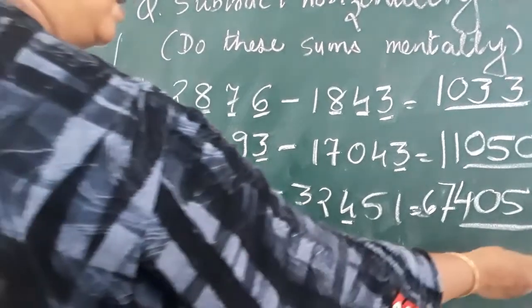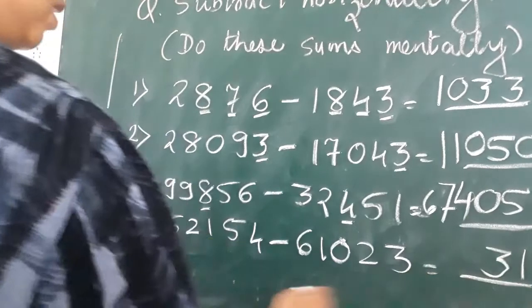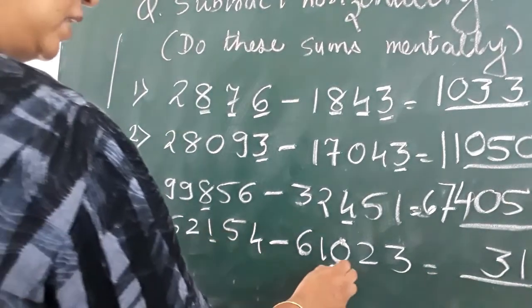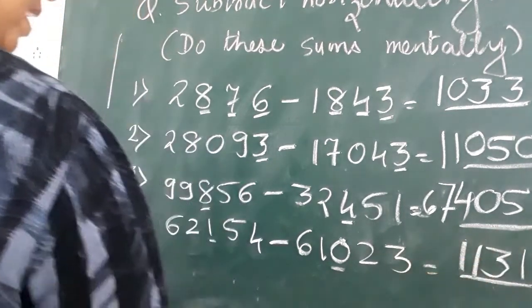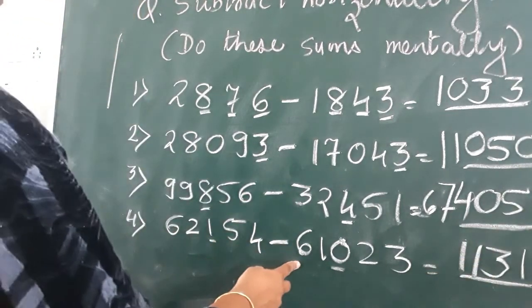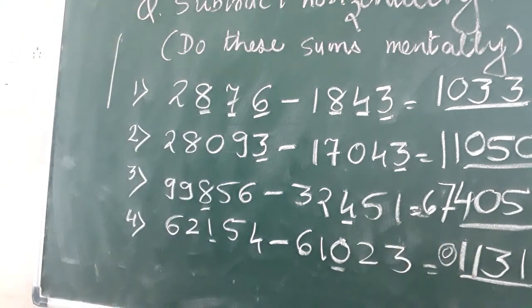Now coming to the last question, 4 minus 3, that is 1. 5 minus 2, that is 3. 1 minus 0, that is 1. 2 minus 1, that is 1. And now 6 minus 6 is 0. Even if you don't write this, it's okay.